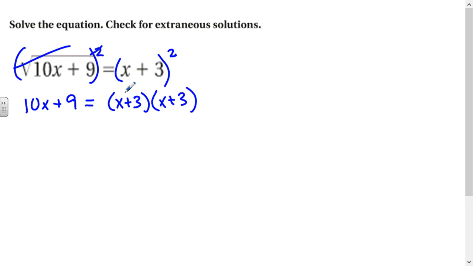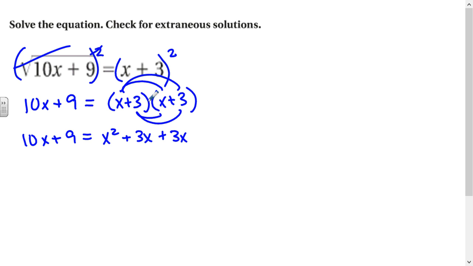So from here, we're going to double distribute this side. So we get 10x plus 9 equals, we have x times x is x squared. x times 3 is 3x. Then 3 times x is 3x. 3 times 3 is 9. So we combine the like terms on the right side, and we get x squared plus 6x plus 9.